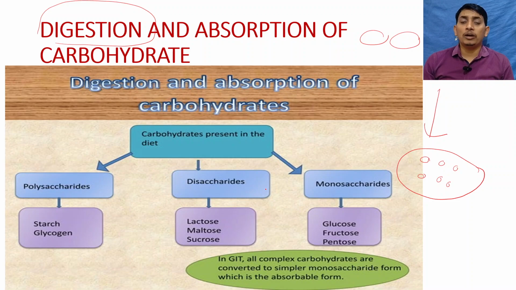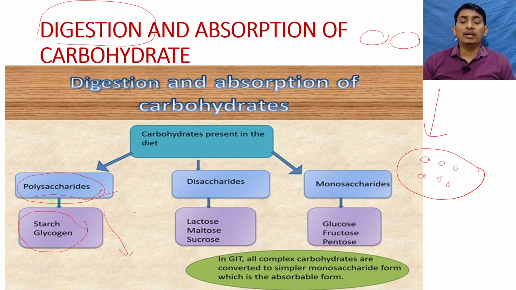Mainly the carbohydrate we take from diet is polysaccharide. In food like rice, the carbohydrate mainly found is starch, which is a polysaccharide, a larger molecule. Another is cellulose, the dietary fiber, which our body cannot digest. Glycogen is the stored form of carbohydrate found in animal tissue. These polysaccharides are larger molecules and should be converted into smaller forms.